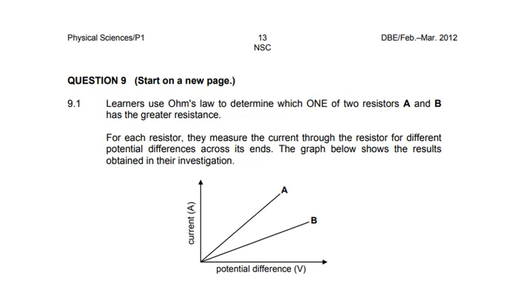In this question they say learners use Ohm's law to determine which one of two resistors, resistor A and resistor B, has got the highest or the greatest resistance. They say for each resistor, they measure the current through the resistor for different potential difference across its ends. The graph below shows the results obtained in their investigation.